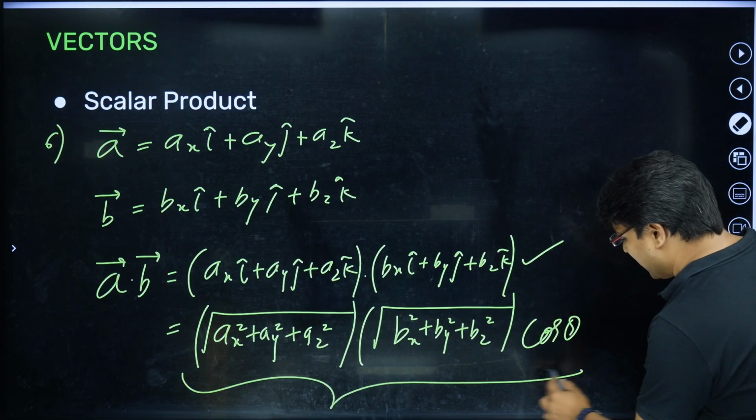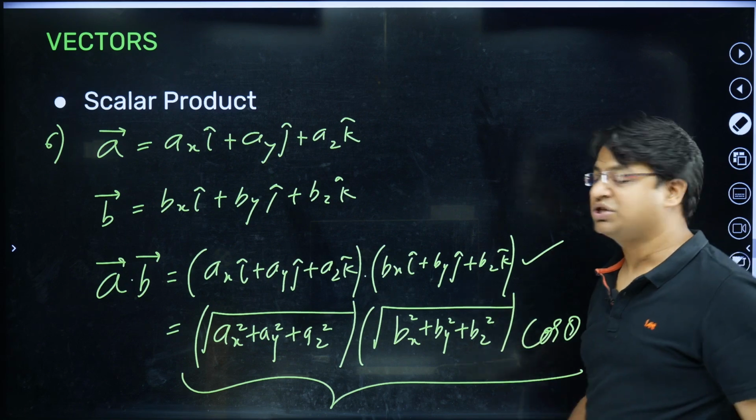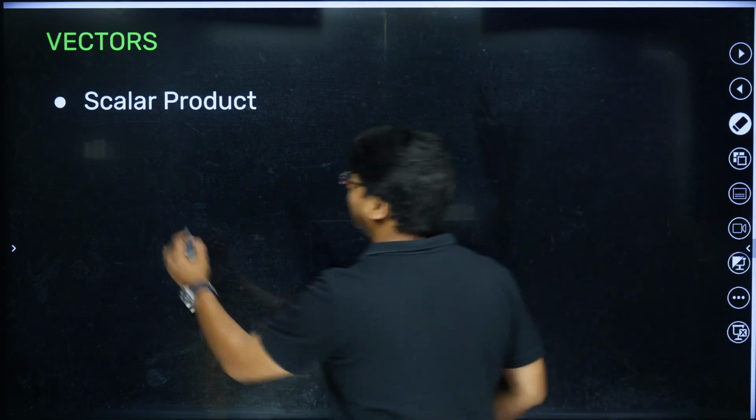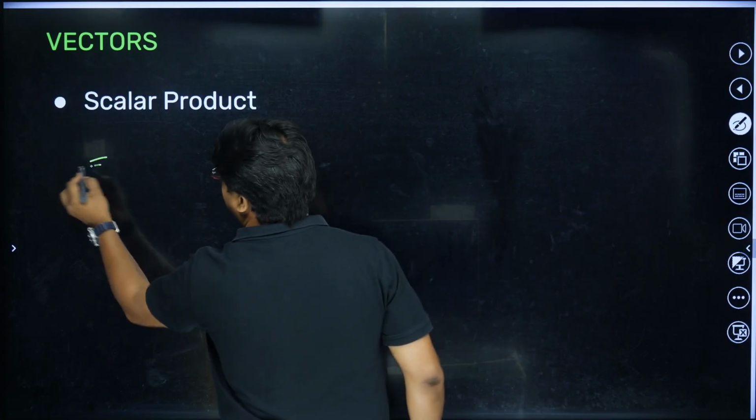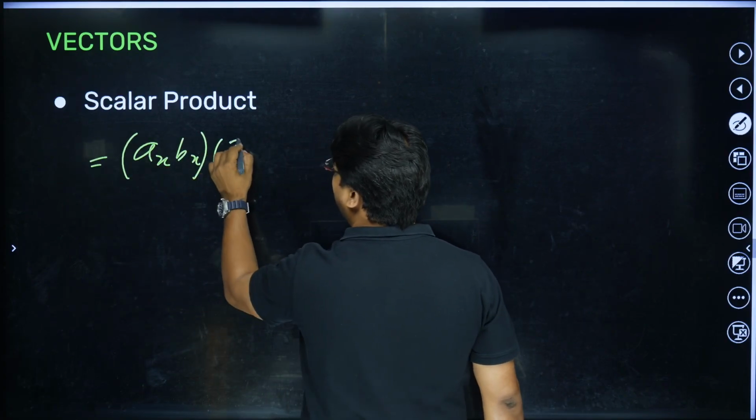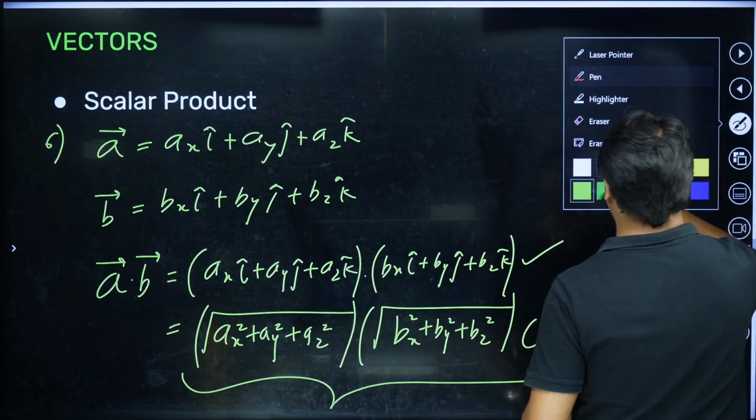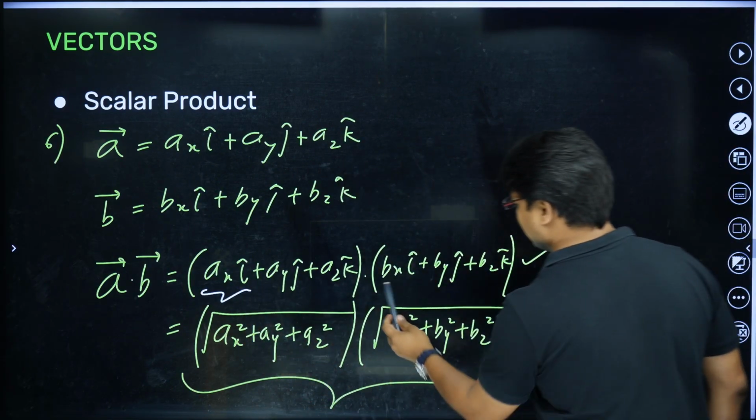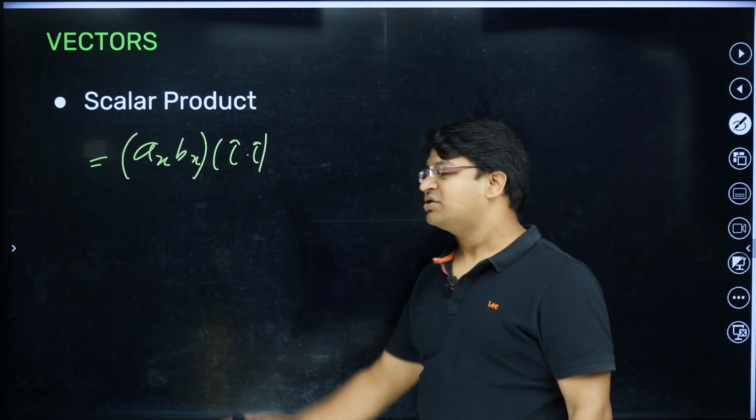So this part I'm leaving here, I'm going to use it later on. This part I'm continuing with the calculation, I'm expanding this. So let me do the expansion. We will get AX BX into I cap dot I cap. Notice, I'll go back. The first term here is AX I cap, BX I cap, and therefore when we multiply these two, we will get AX into BX I dot I.